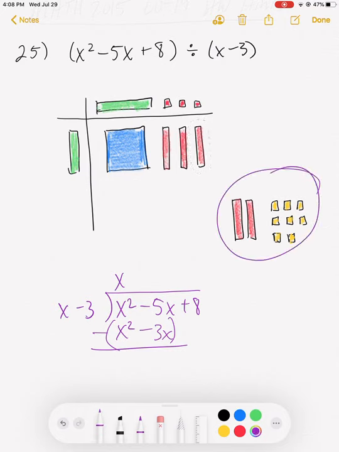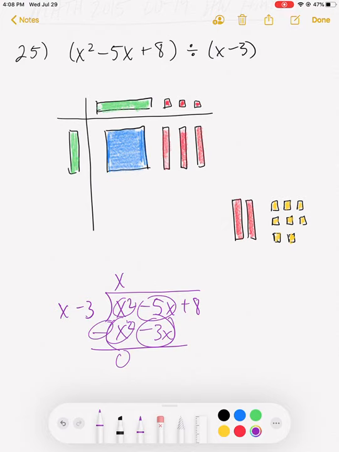So in my picture, I have those many left, and in my numbers here, I have to say, okay, x squared minus an x squared gives me 0. Minus 5x minus a minus 3x is minus 5x plus 3x, which makes minus 2x. Which makes sense because I have 2 x's still left over here. Now what do I really have? Well, I really have more than that. I have my plus 8, so we bring down the plus 8.